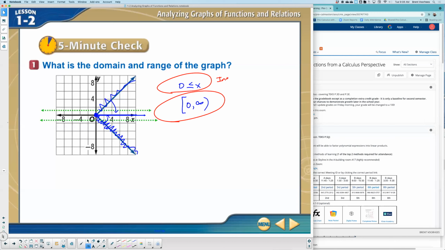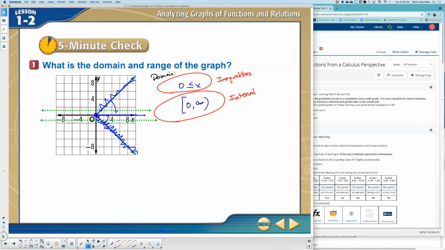So this is in inequalities, and this is in interval notation. That's the difference. This is the domain here. Okay, that's the domain. So why do I need to label that? Because we also need to find the range.